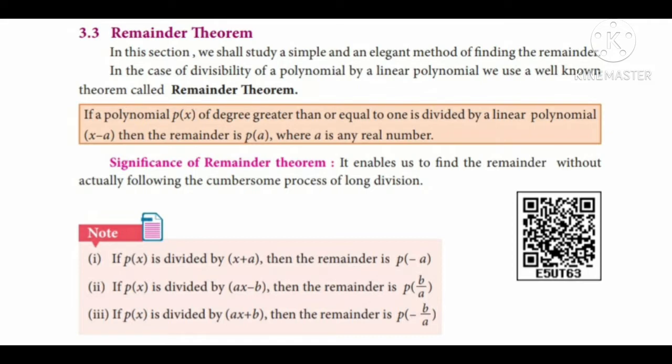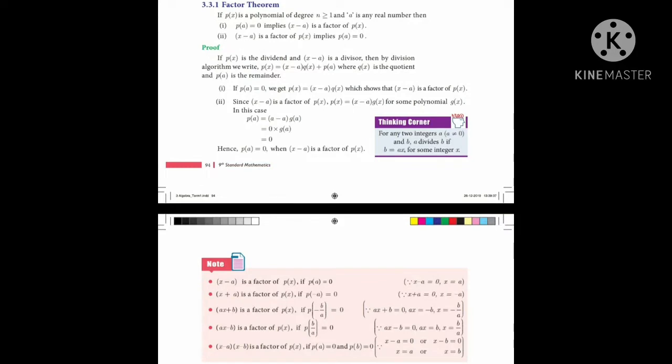Next we move on to the factor theorem. The statement is: if p of x is a polynomial of degree n greater than or equal to 1 and a is any real number, then first, p of a is equal to 0 implies x minus a is a factor of p of x. Second, x minus a is a factor of p of x implies p of a is equal to 0. This is the factor theorem statement.